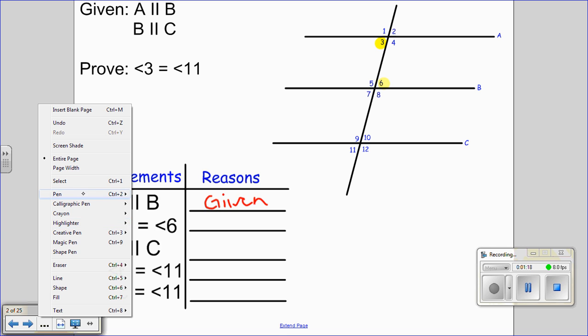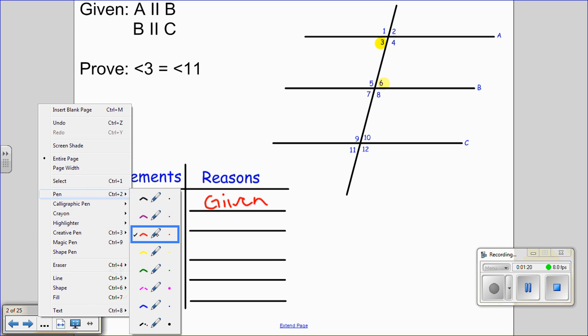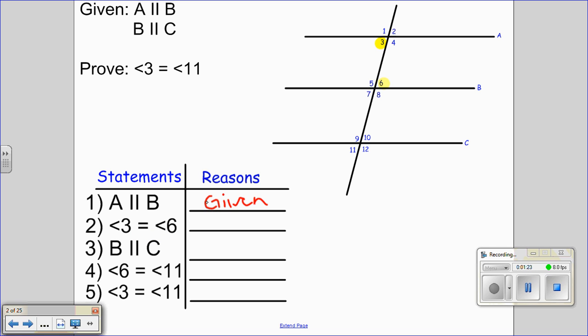So the reason would be the alternate interior angles theorem. That is one of the theorems that's on the list of theorems and properties that I gave you a couple weeks back on pink paper. So that property says that if two lines are parallel, then their alternate interior angles are congruent.